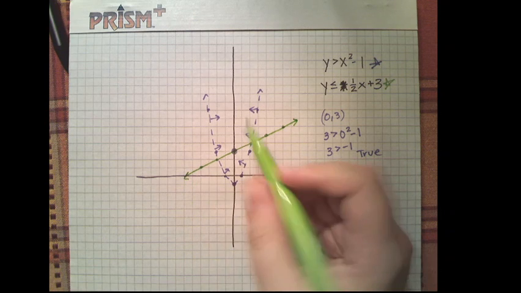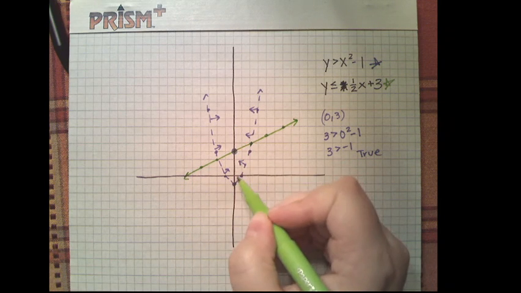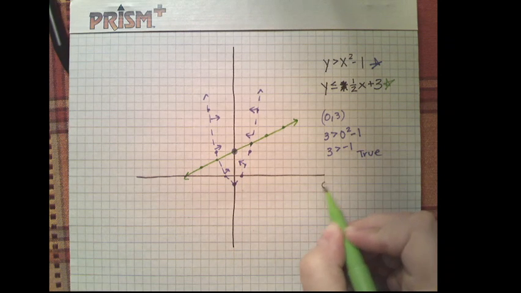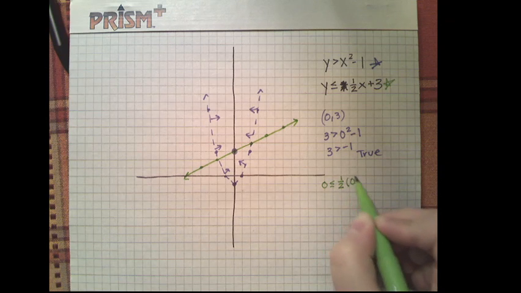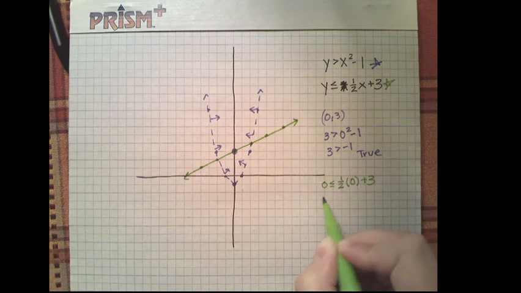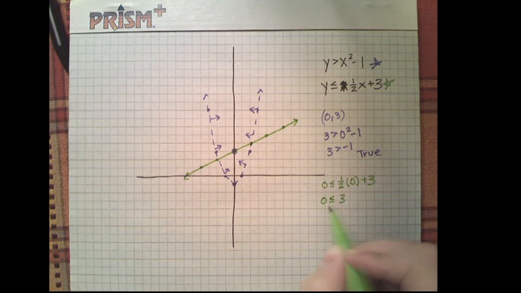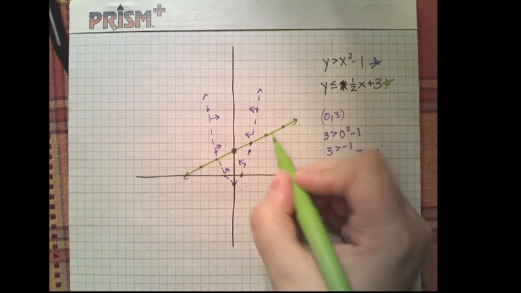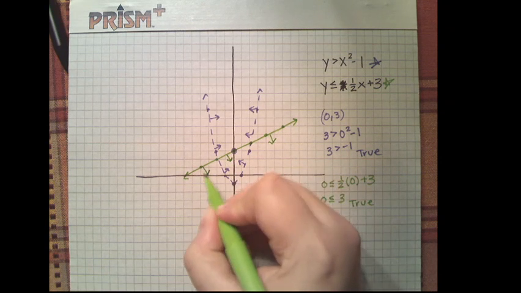And then we need to decide, are we above the line or below the line? So 0, 0 is pretty far away, so I'm going to choose that as my test point. So I have 0 is less than or equal to 1/2 times 0 plus 3. So I have 0 plus 3. 0 is less than or equal to 3. That's another true statement. So that must mean I'm shading below my line.